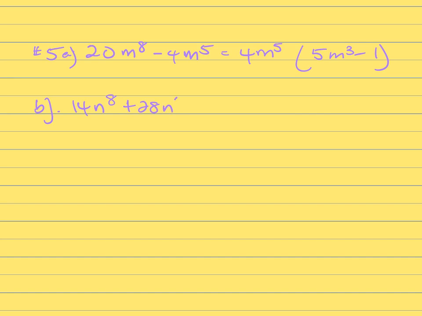Number 5. They would like you to factorize 20m to the 8 minus 4m to the 5. So the greatest thing they have in common is 4, and the greatest letter is m to the power of 5. So we're left with 5m cubed minus 1. B, 14n to the power of 8 plus 28n to the power of 5. Greatest common factor, 14, and n to the power of 5. So we're left with n cubed plus 2.